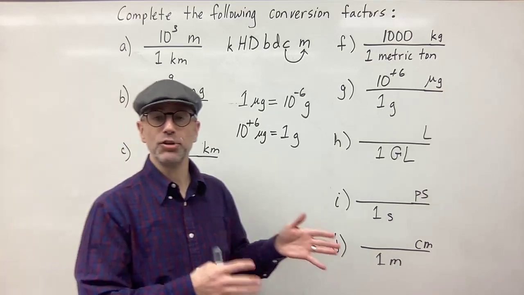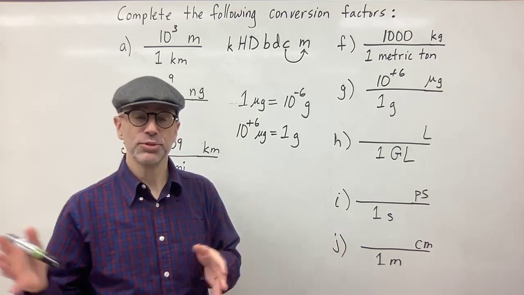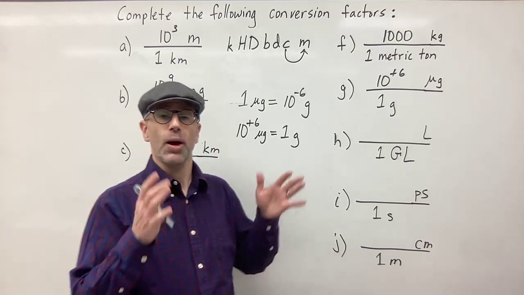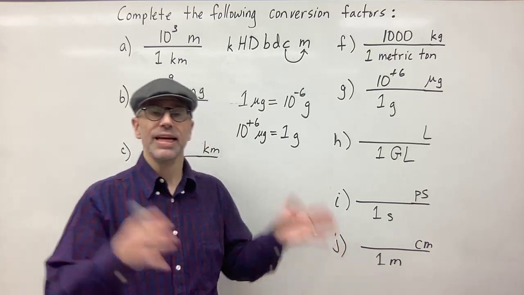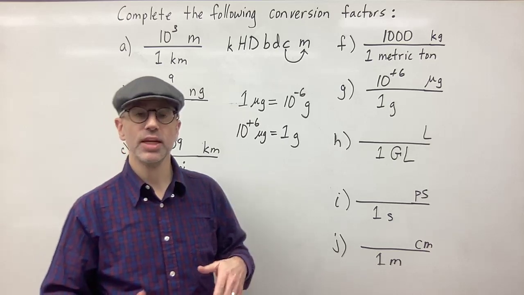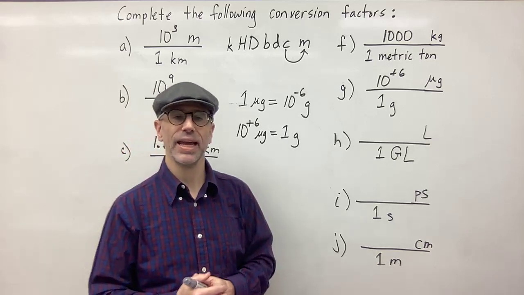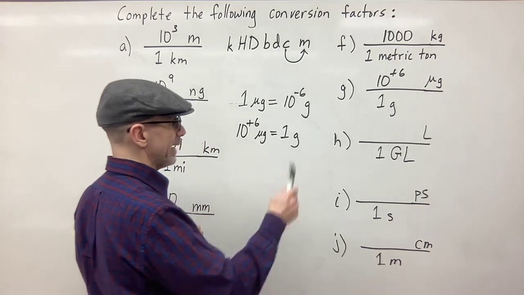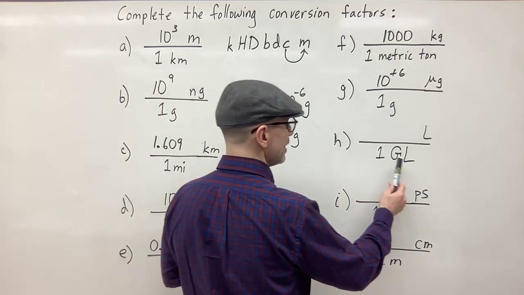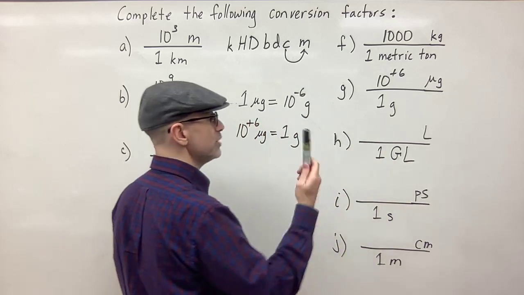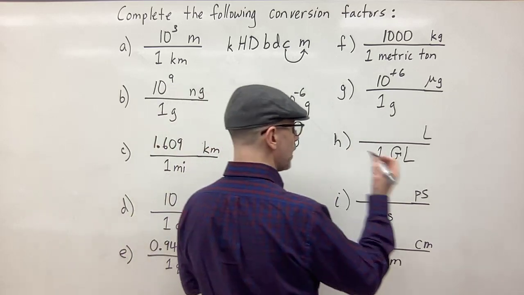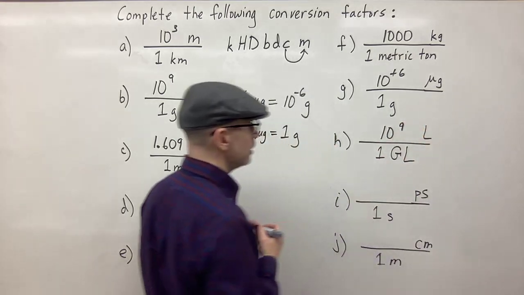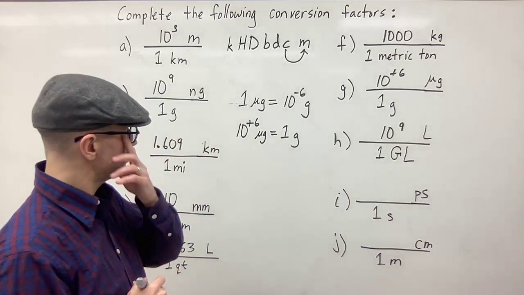And then what's after mega? Gigabytes, right? And so we're going to multiply that by 1,000. So mega is 1,000,000. Giga is 1 billion, or 10 to the 9 bytes. So 10 to the 9 is going to be our answer here. So 1 gigaliter is equal to 10 to the 9, or 1 billion liters. So 10 to the 9 liters.